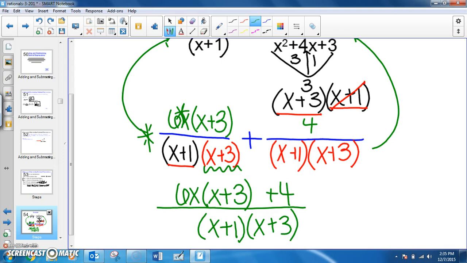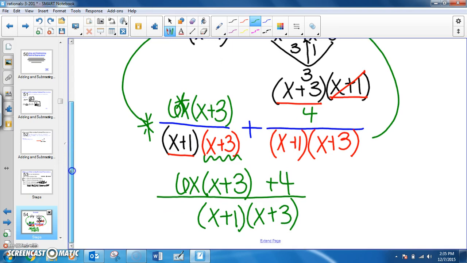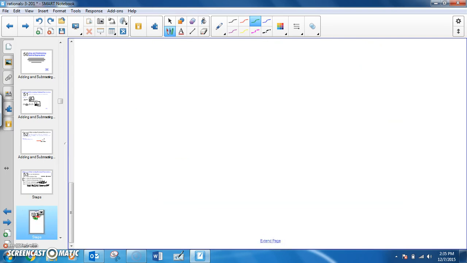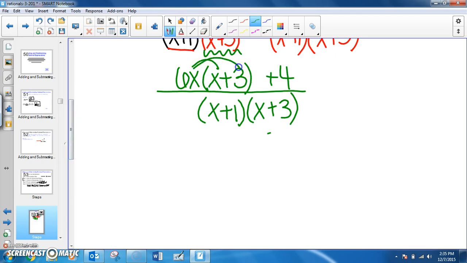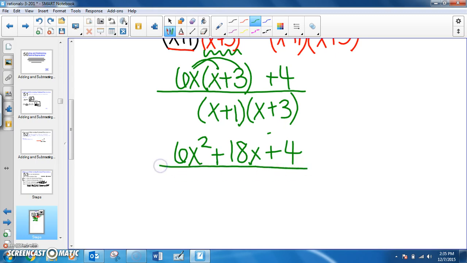And the last step is just finishing making that numerator simplified. I'm going to distribute the 6x to my parentheses to get 6x squared plus 18x plus 4 divided by x plus 1 times x plus 3.